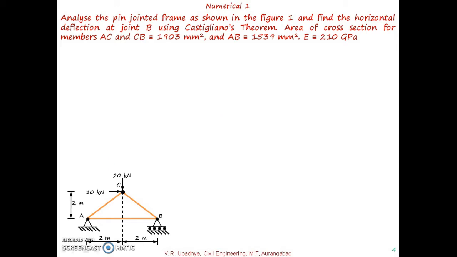So this is the diagram of the truss given. At support A it is a hinge support, at support B it is a roller support, and at joint C there are two forces. The horizontal force is 10 kilonewton and the vertical force is 20 kilonewton, and the lengths of members are given, and it is said to find the horizontal deflection at joint B.